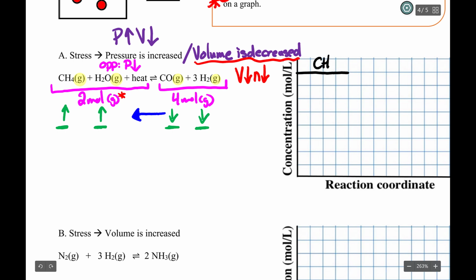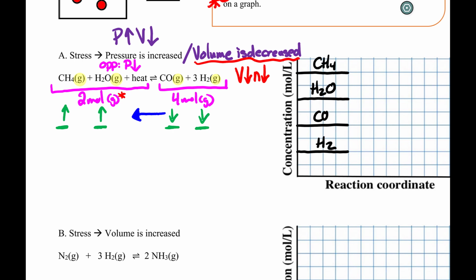I'm just going to call this CH4, H2O, CO, and H2. Normally your lines are going to change in proportion with the coefficients. I'm not doing that here. I'm just giving us a general idea of what's happening. This is just a sketch. This isn't to scale in any kind of way. All right, so these are all in equilibrium now. They're all flat. What happens when we have a pressure increase, volume decrease? What should happen to all of these lines?